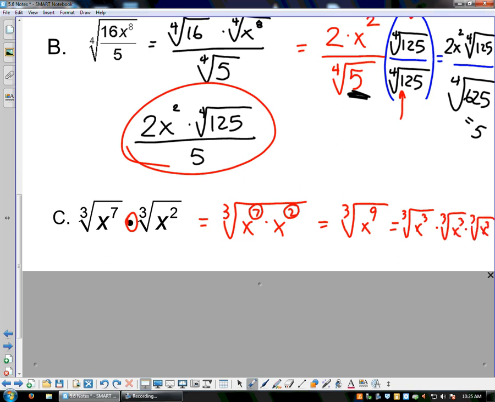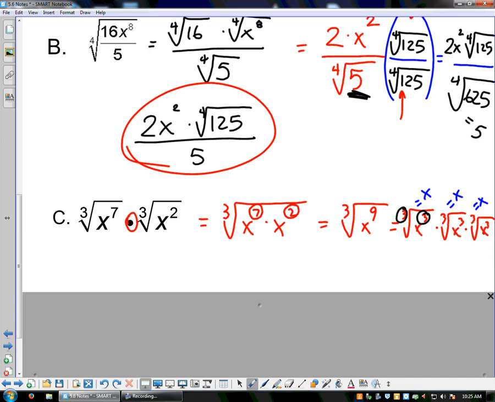And I've got the cube root of x to the 3rd times the cube root of x to the 3rd times the cube root of x to the 3rd. Each of these is just equal to x. Why are they equal to x? Because the index matches the exponent, so they're canceling each other out. All right, so our bottom line here is this is equal to x cubed.